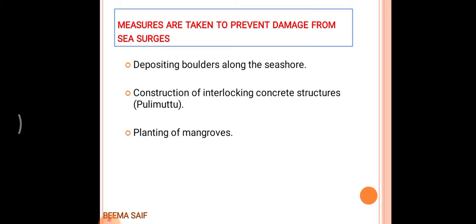And these are preventive measures taken by human beings. Is there any natural preventive measure to prevent damage from sea surges? Do you know any such natural preventive measure to protect seashores?